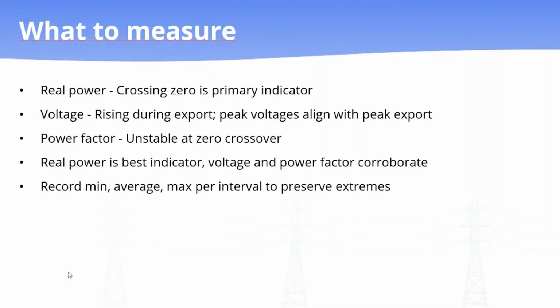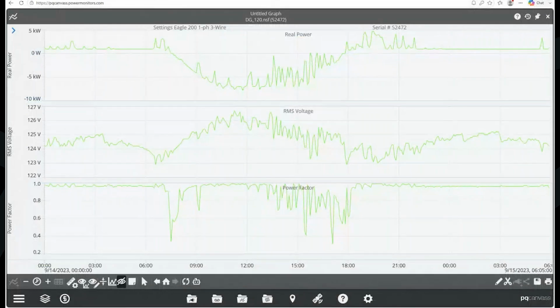Min, average, and max within each interval matter here more than usual. A passing cloud can flip a section between export and import in minutes, and batteries move faster. Averages hide those extremes. So here we have a recording that actually illustrates those three measures in particular. This is at a service entrance.